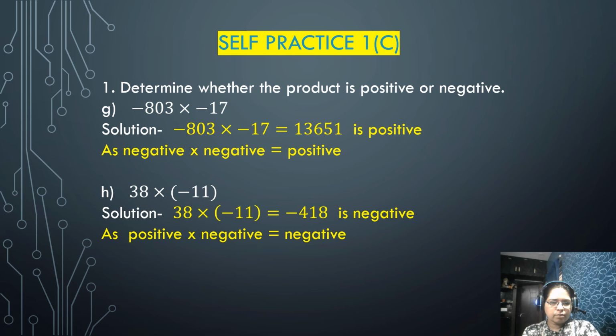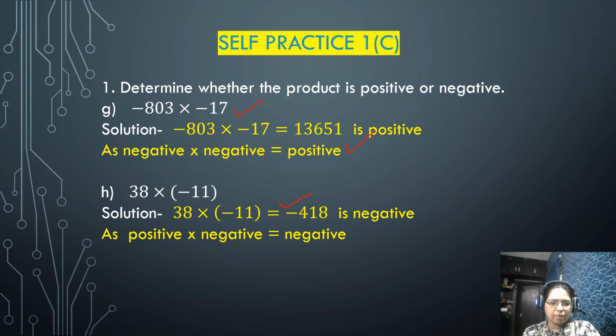Now G, minus 803 multiplied with minus 17. When we multiply negative integer with negative integer, we get positive integer. So minus 803 multiplied with minus 17, we get 13,651, which is a positive integer. And H, 38 multiplied with minus 11. When we multiply positive integer with negative integer, we get negative integer.